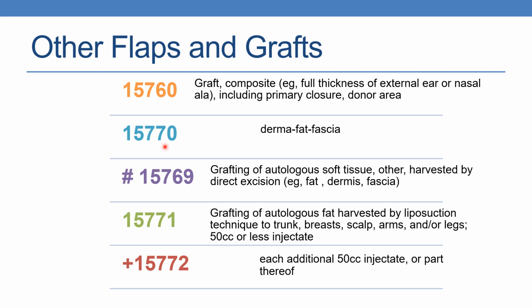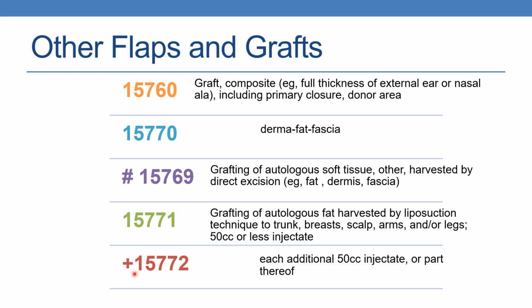The next is 15770, graft composite, derma fat fascia. The next is an out of numerical sequence code 15769, grafting of autologous soft tissue other harvested by direct excision. For example, fat, dermis, fascia. The next CPT is 15771. Grafting of autologous fat harvested by liposuction technique to trunk, breast, scalp, arms and or legs. 50 cc or less injectate.